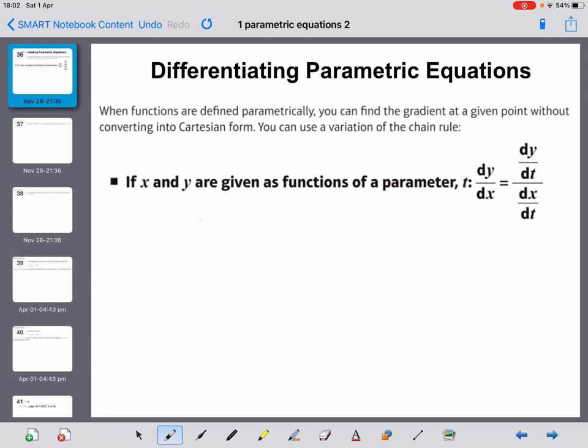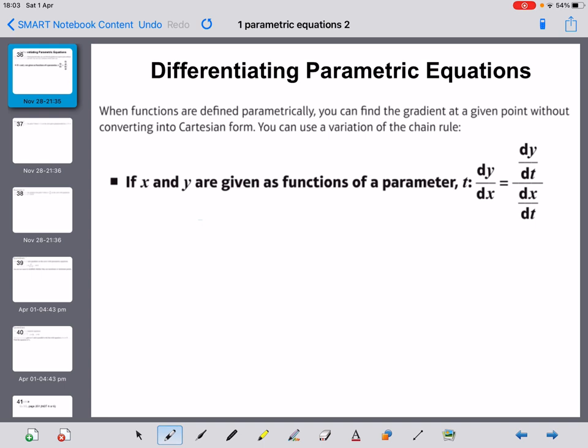It says when functions are defined parametrically, you can find the gradient at a given point without converting into Cartesian form. You can use a variation of the chain rule. So if x and y are given as functions of a parameter t, then dy by dx is dy by dt divided by dx by dt.